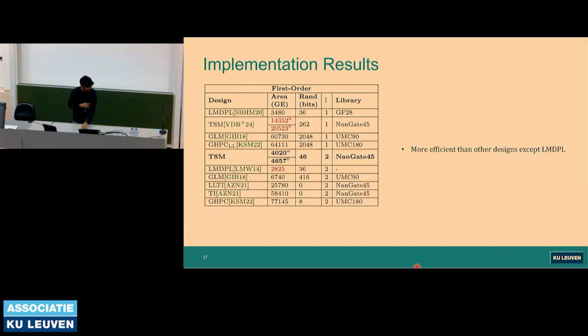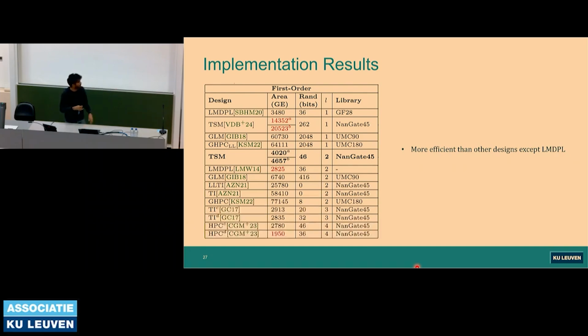So the next is this work, which is TSM. Again, it's like 4 times smaller than the previous paper in terms of area, and the randomness is also a lot smaller. So when I compare it with the rest of the 2-cycle implementations, it's more efficient in terms of randomness, but not TI, except TI. In terms of area, except LMDPL, which is always better. And yeah, it is what it is. There are also some previous works which have more latency, but they are, of course, more efficient than our design, which is like 3 or 4 cycles.